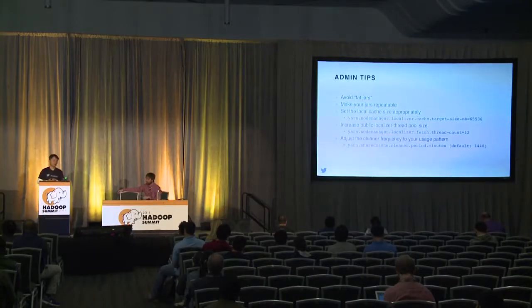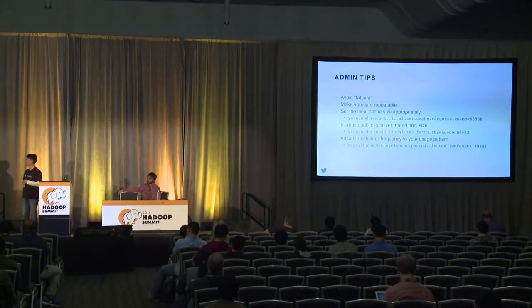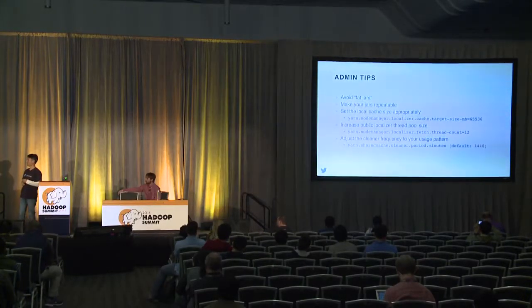So some of the tips for the operators of the shared cache are, obviously, avoid fat jars. If you can help and encourage users to break down their monolithic jars into fine-grained bundles, you'll get more value out of the shared cache. And number two, make your jars repeatable. We talked about this, build artifacts that may keep changing the jars artificially. You may want to address those issues if you want to get more value out of this.